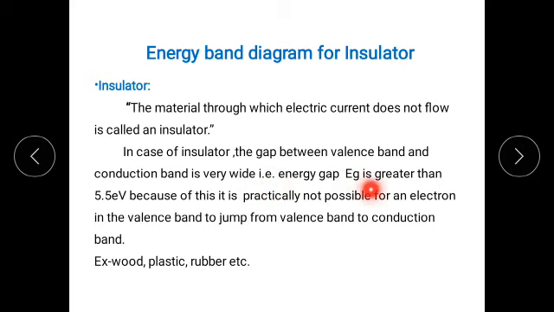That energy gap is greater than 5.5 electron volt. Because of this, it is not practically possible for an electron in the valence band to jump to the conduction band, and therefore there is no electrical current conduction in an insulator.